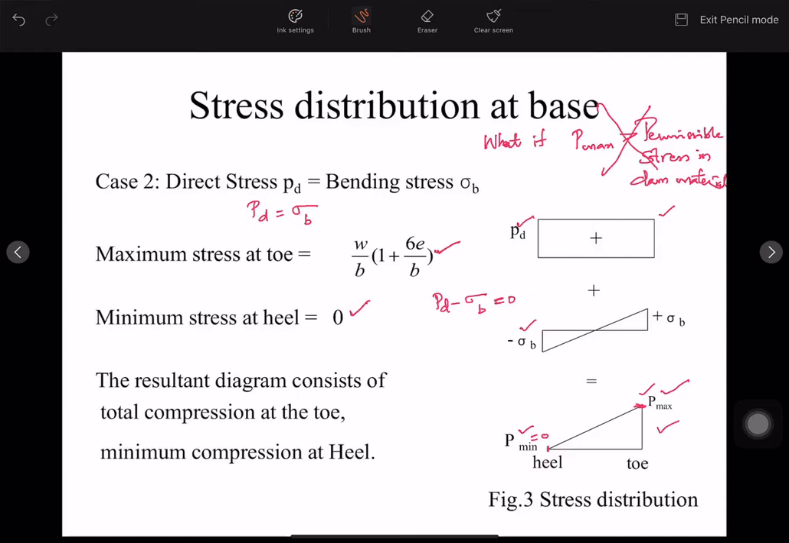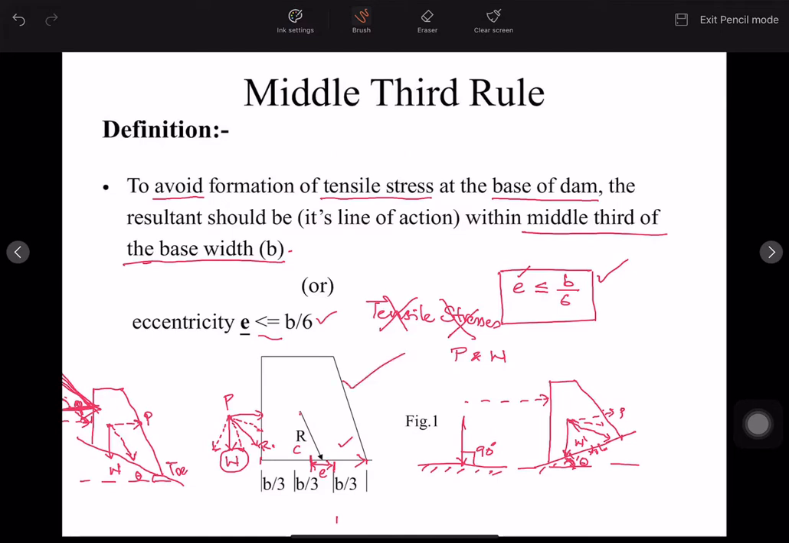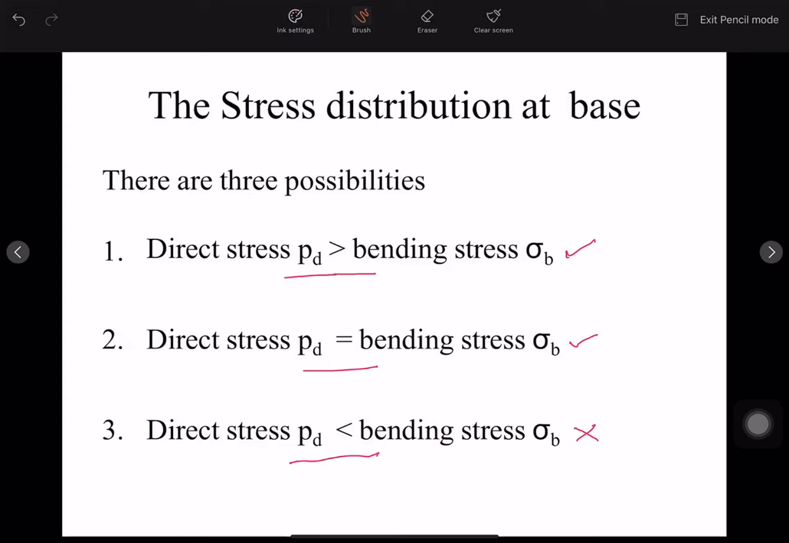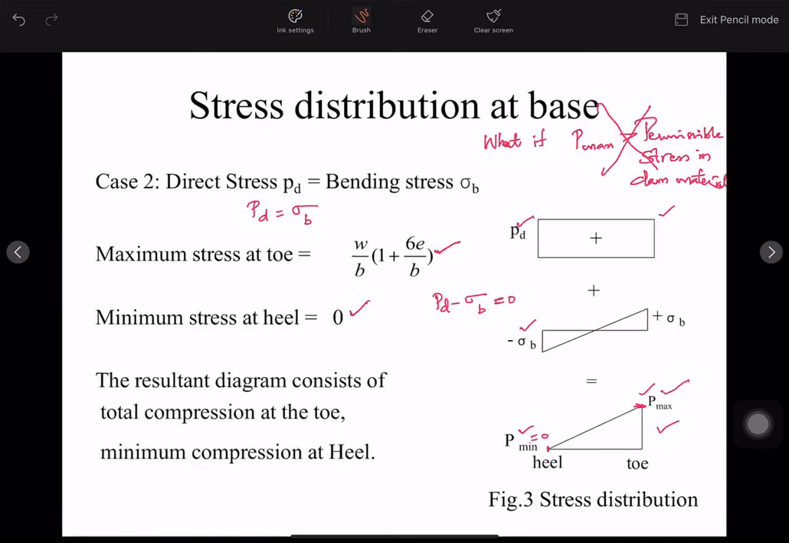We need to stop the analysis part and start again from the beginning by changing the dimensions of the dam. We need to again calculate each and every stress and each and every thing in the analysis part, and we need to check again this relation. Until and unless this relation gets satisfied, we can't approve the design of the dam, right?